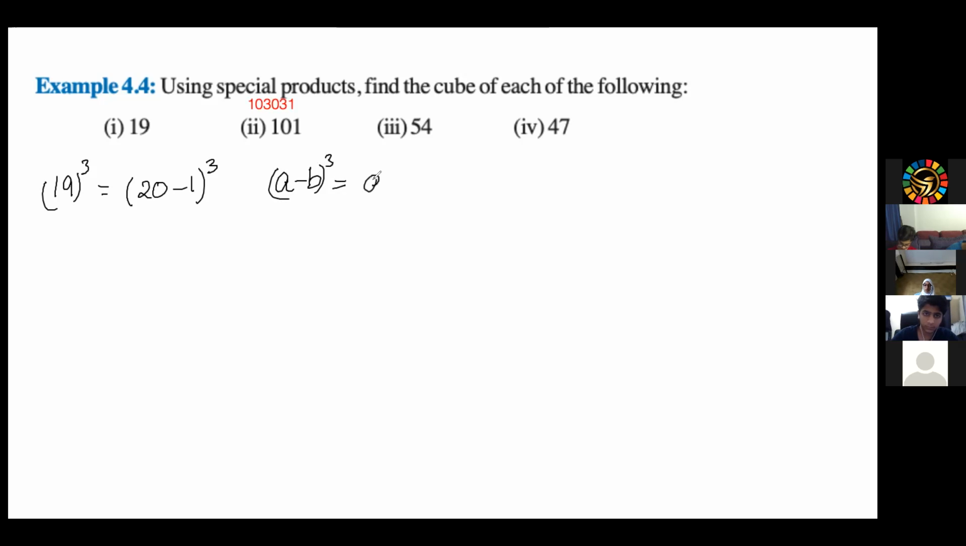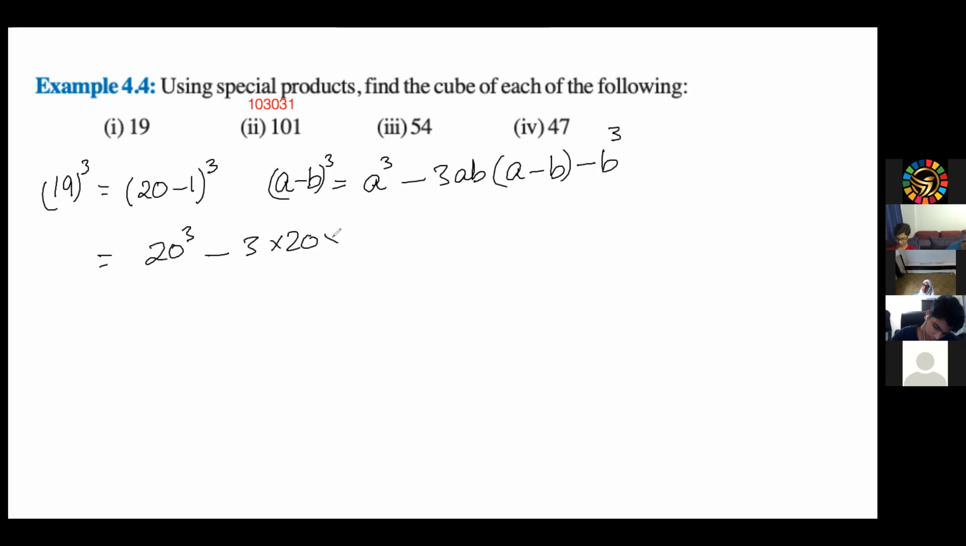Don't use calculator, do it using this thing. A cube minus 3AB into A minus B minus B cube. So what is your answer? This step I want: 20 cube minus 3 into 20. Okay, this question I'll do. Just check your answer: 3 into 20 into 1 into A minus B. Don't use calculator.